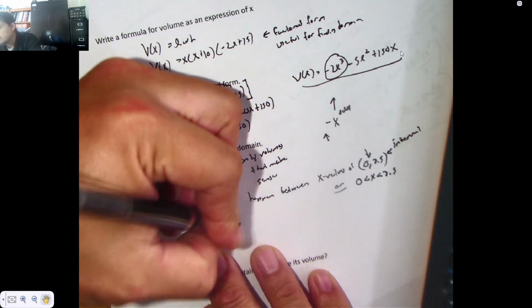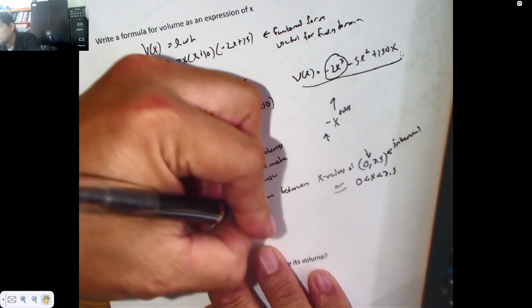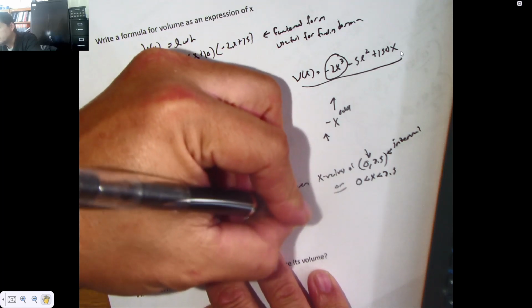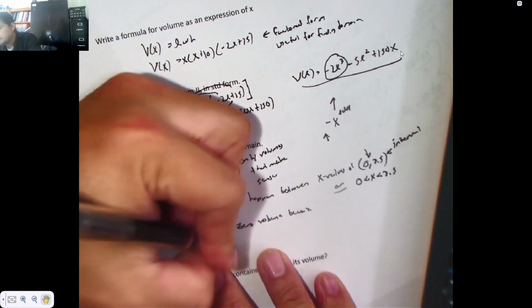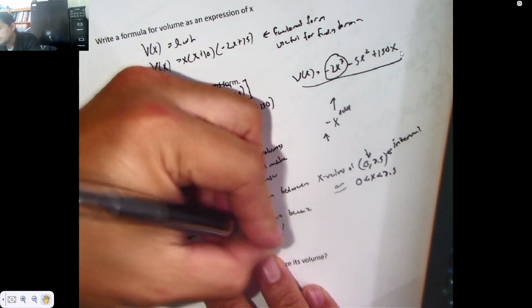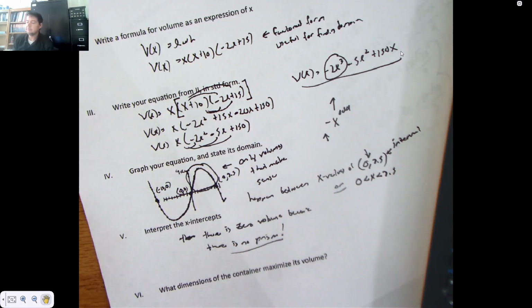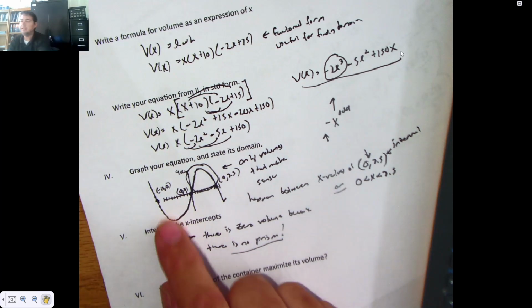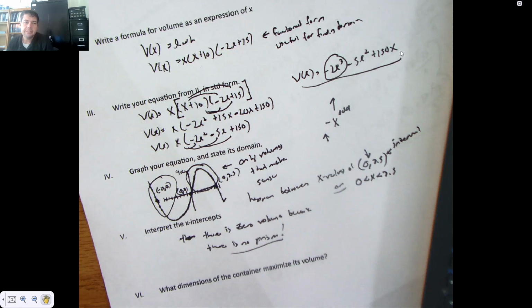There is 0 volume because there is no prism. Plain and simple. Heck, this one doesn't make a lick of sense. That's saying that you have a height of -10. If you have a height of -10, then you would have a width or a length of 0. Doesn't make any sense. What dimensions maximize volume?